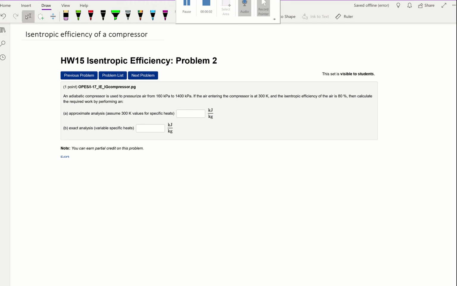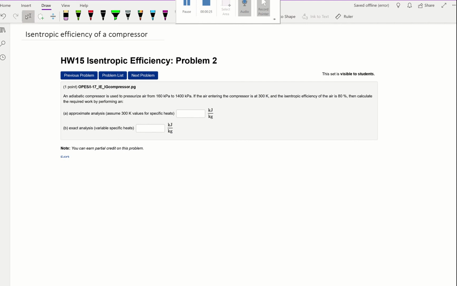Hi, this video is about WebWork Homework 15 Problem 2. It's regarding isentropic efficiency for a compressor. And I actually want to use this example to introduce a concept we didn't have recorded before. So now let's take a look at this example. It's an adiabatic compressor.